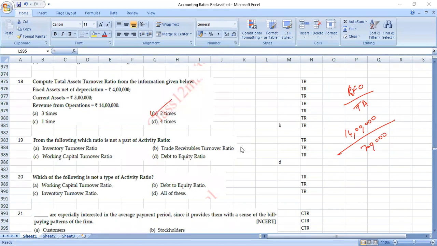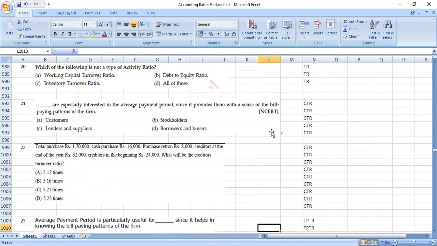All right, children. Which of the following ratios is not part of activity ratio? Debt equity ratio. Debt equity ratio is part of solvency ratios. Which of the following is not a type of activity ratio? Debt equity ratio is not a type of activity ratio.